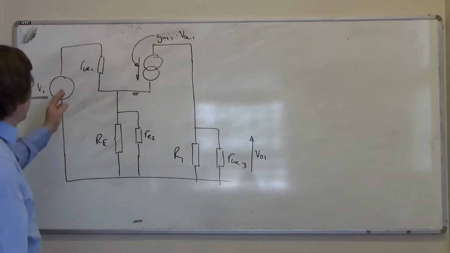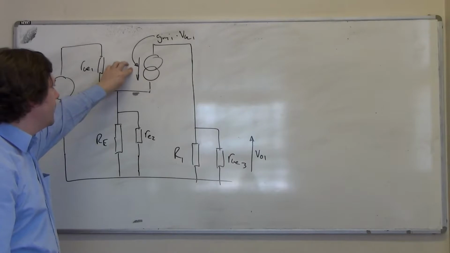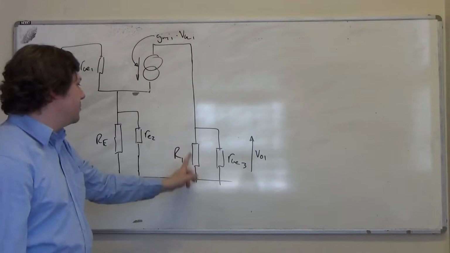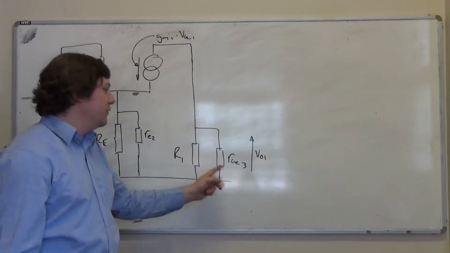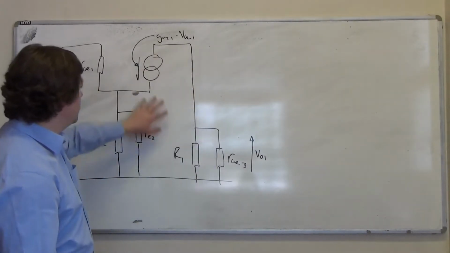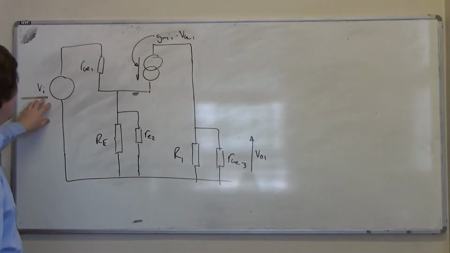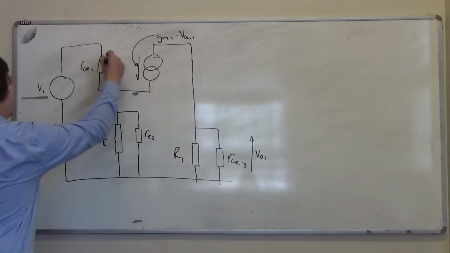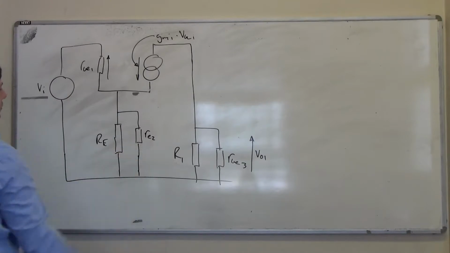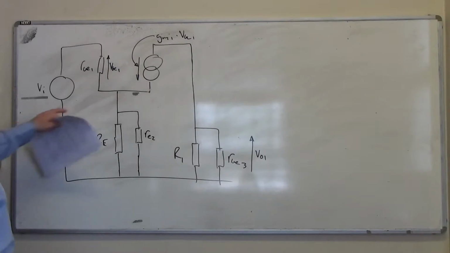Now the thing that links these is VBE1, because I've got a current GM1 VBE1 flowing in this source down the board, and that must be flowing up through R1 and up through RBE3, and that's what generates VO1. So this is one bit of the circuit, and I know that VI must be related to VBE, because VI is impressed across RBE and across VE in parallel with RE2. So this is VBE1. VI must be linked to VBE somehow.